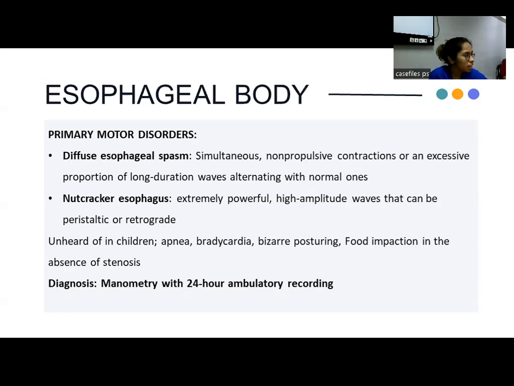And usually these are unheard of in children. And when they are present in children, they usually present with apnea, bradycardia, or sometimes bizarre posturing because of the pain. And there can be food impaction when there is absence of any stenosis or anatomical cause for the obstruction. The diagnosis includes a 24-hour manometry with 24-hour ambulatory recording.